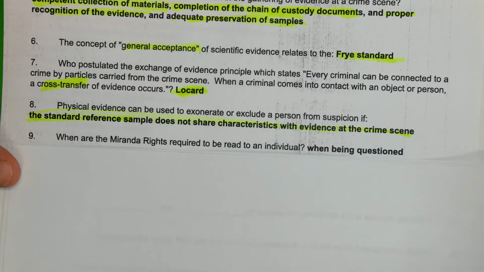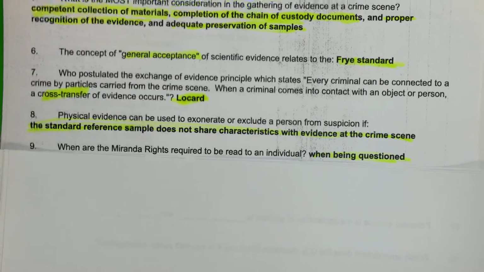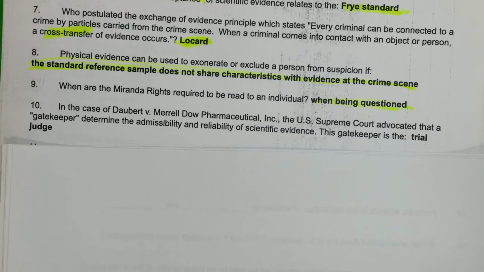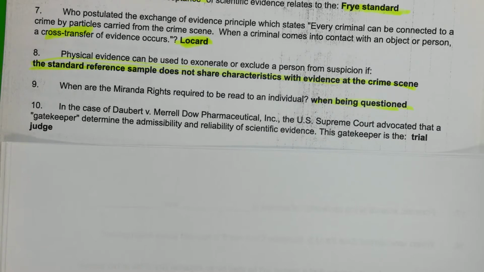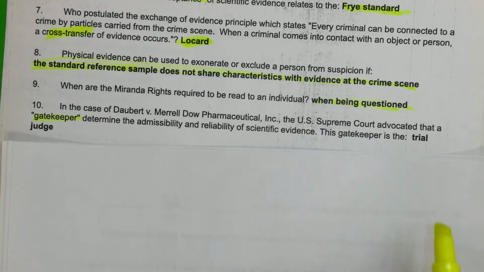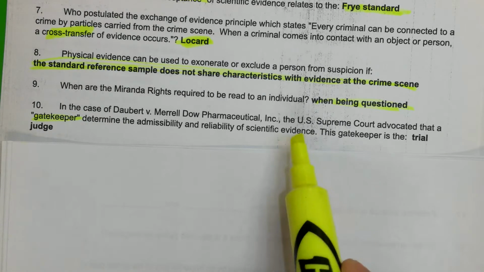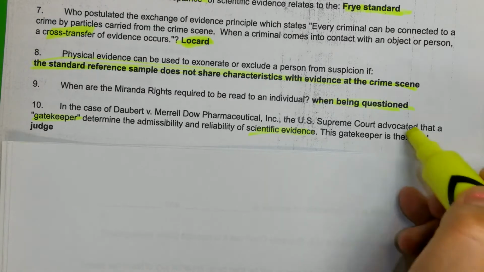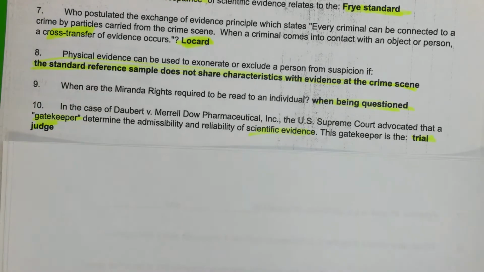The next one, number nine, when are the Miranda rights required to be read to an individual? And this is when they're being questioned. Number 10, in the Daubert versus Merrell Dow Pharmaceuticals case, the U.S. Supreme Court advocated that a gatekeeper determines the admissibility and reliability of scientific evidence. The gatekeeper is always the judge, the trial judge.